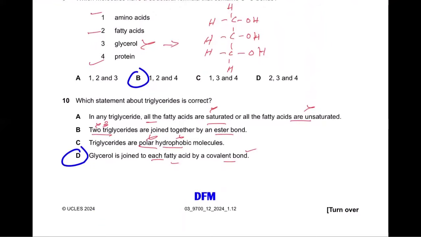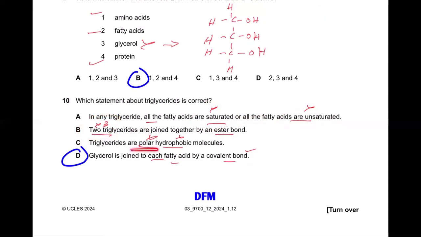Which statement about triglyceride is correct? Triglyceride, we know there is one glycerol molecule attached to three fatty acid tails, which means three ester bonds. So in any triglyceride, are all fatty acids saturated? No. All unsaturated? No. There is no such rule. They may be unsaturated or saturated, any combination of these. Two triglycerides? No, not two, three. So that's incorrect.